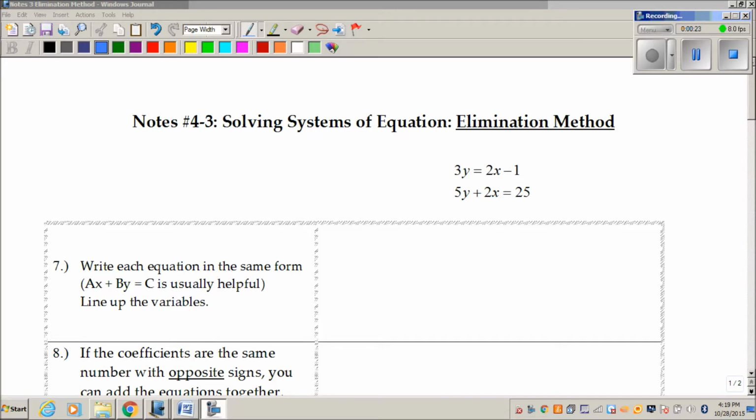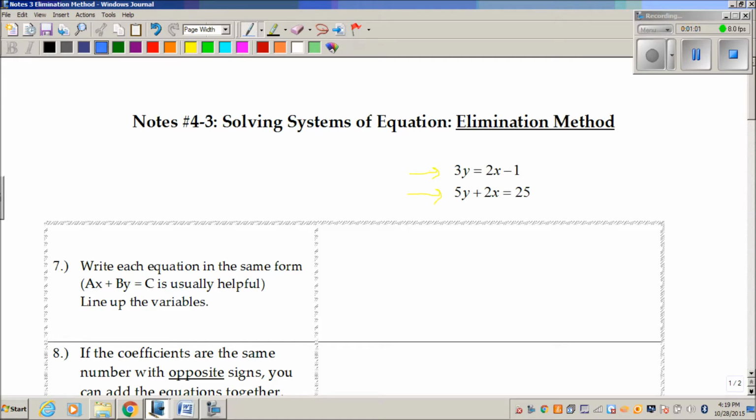So for example, in this case, we've got these two equations here, 3y equals 2x minus 1 and 5y plus 2x equals 25. For either equation, there isn't a variable that's convenient to solve for, because no matter which variable I pick, I'm going to end up with fractional coefficients somewhere. So sometimes there's another method that might be more convenient that will also give you the correct answer. This is called the elimination method, and the idea behind it is that we're going to eliminate one of the variables.